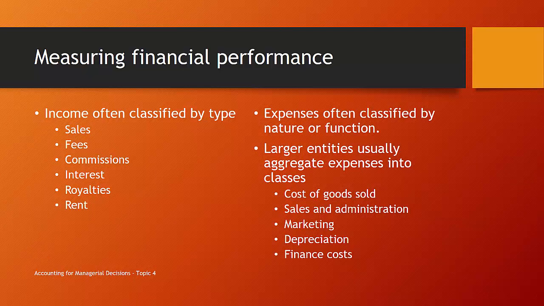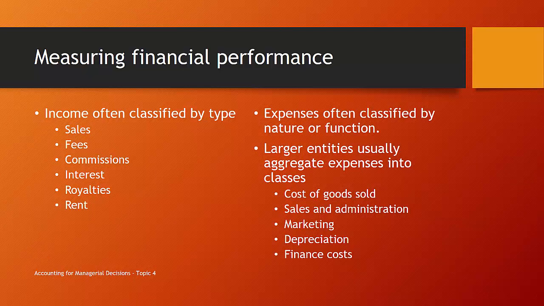Expenses, on the other hand, are classified by nature or function. Larger entities usually aggregate expenses into classes. And what you'll see here is things like cost of goods sold, sales and administration, marketing, depreciation, finance costs.